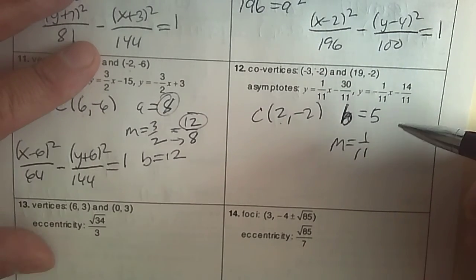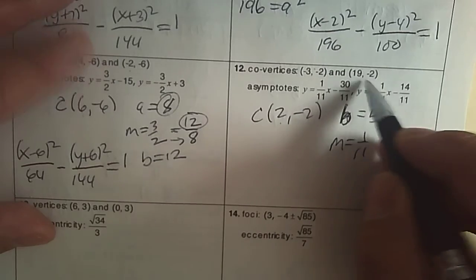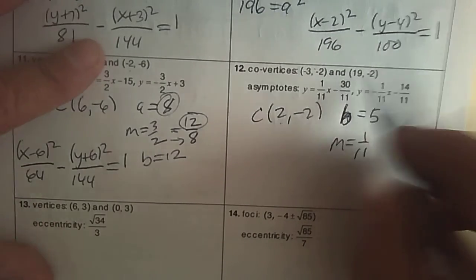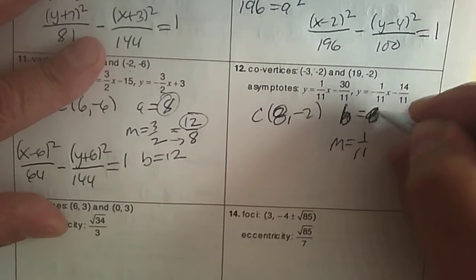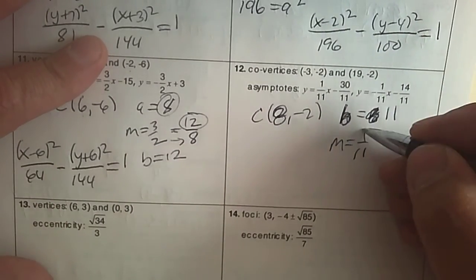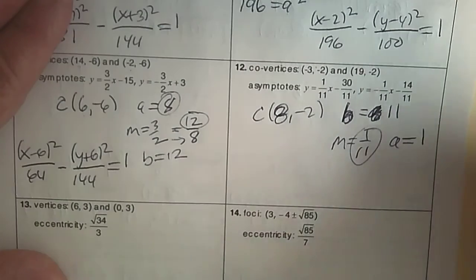Did I do the distance right? 2 and negative 2. What did I do? Negative 3 and 19 is 16. Divided by 2 is 8. I'm sorry. So from 8 to negative 3 is 11. So if the slope is 1 over 11, that means A must equal 1 for it to match the slope.